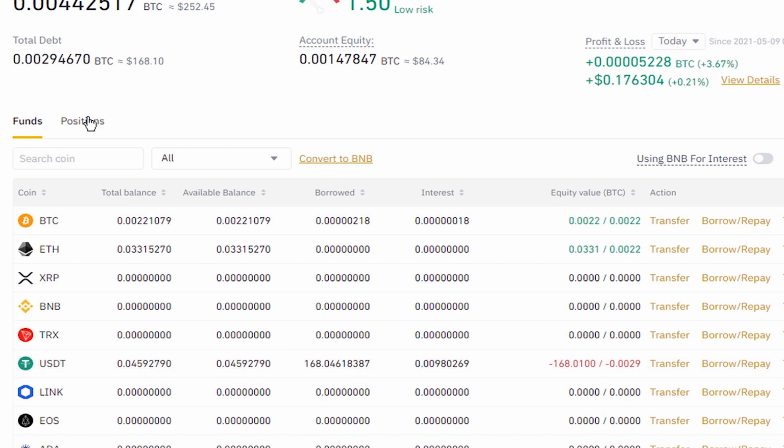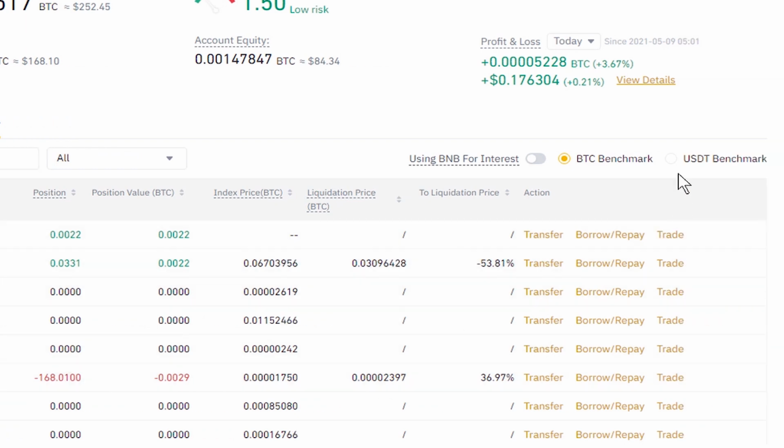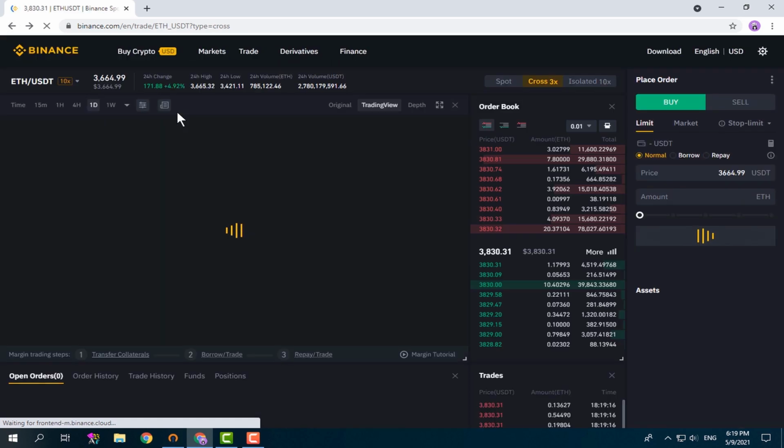Here in the positions tab, it shows the positions that we have: BTC, ETH, and negative USDT, which means we must repay this amount of USDT. Here you can change to USDT benchmark, and here we have the index prices for our positions, liquidation price, and the percentage to reach the liquidation price. Let's get back to the exchange.